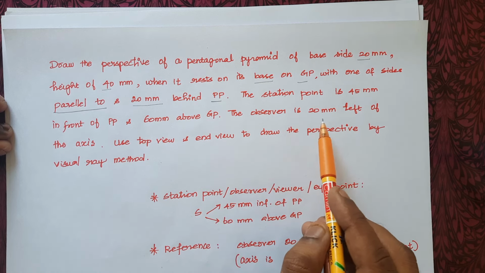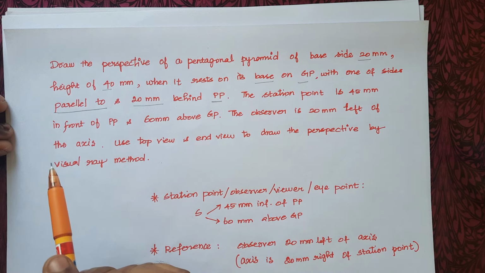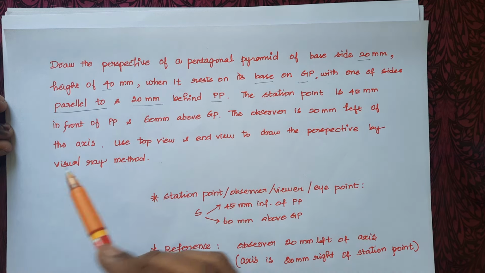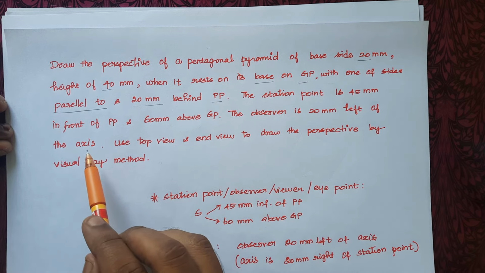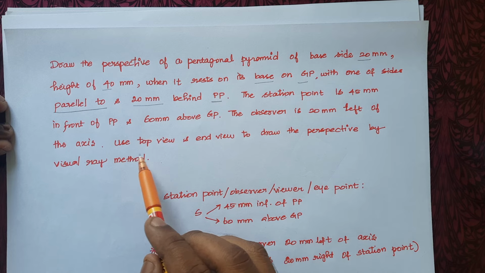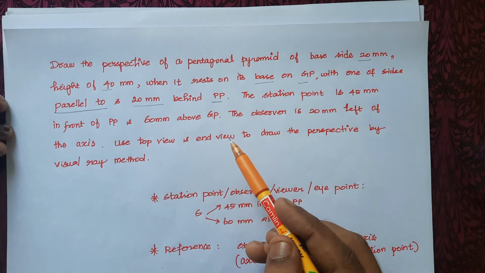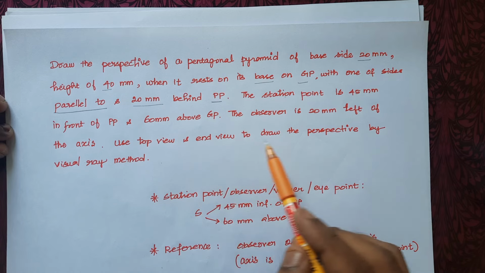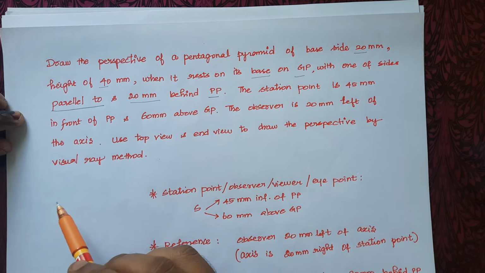The observer is 20 mm left to the axis. So if there is a solid, we can draw the axis through the apex and the center of the base, and the observer is standing just 20 mm left to the solid axis. Using the top view and end view, meaning a side view, right side view or left side view, we have to go with the end view to draw the perspective by the visual ray method.